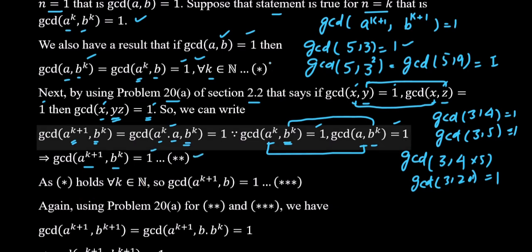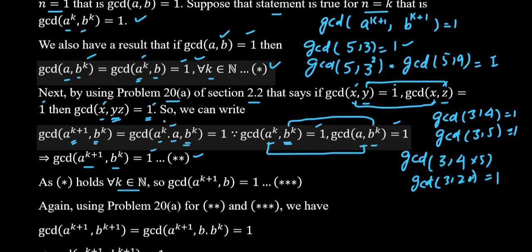Again, as this star also holds for every integer k, we can replace k by k plus 1. This property holds for k, which means it will also hold for k plus 1. So GCD of A^(k+1) and B is also equal to 1. Say this is triple star.